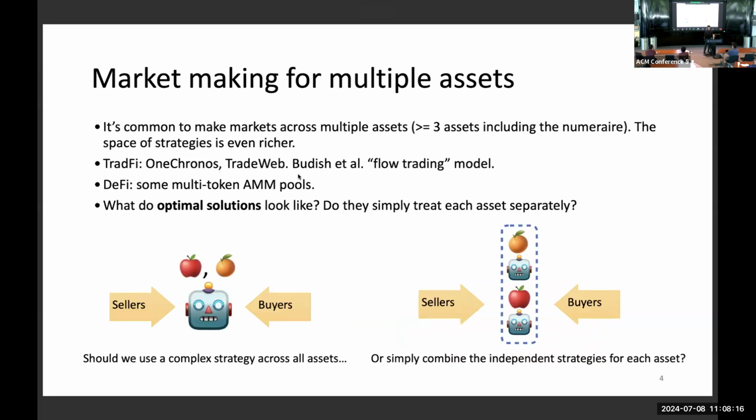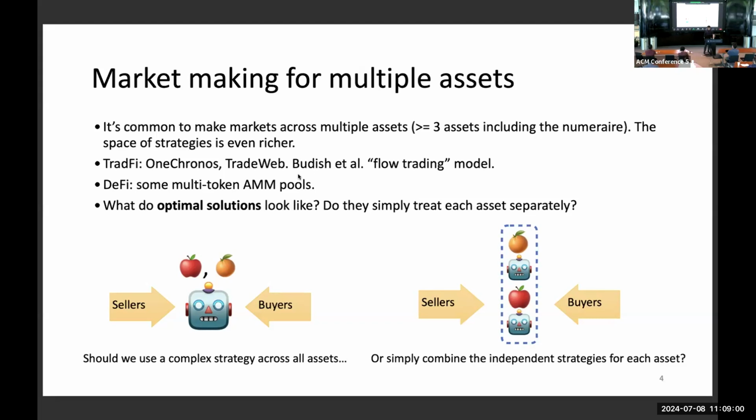So in addition to making market between two assets or one asset versus a numeraire, it's also common to have markets across multiple assets. That is, at least 3 assets, including the numeraire. And with the existence of more assets, the design space is even richer. There are examples of designs that allow trades across a bundle of multiple tokens, both in traditional finance and also in DeFi. In traditional finance, the examples would be One Chronos, TradeWeb, and also the flow trading model proposed by Budish et al. And in DeFi, the example would be the multi-token AMM pools.